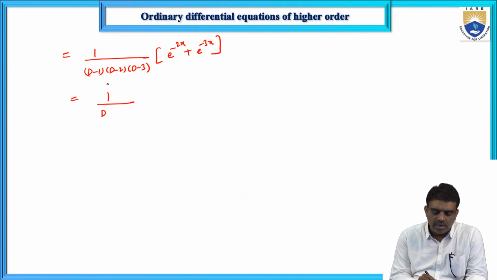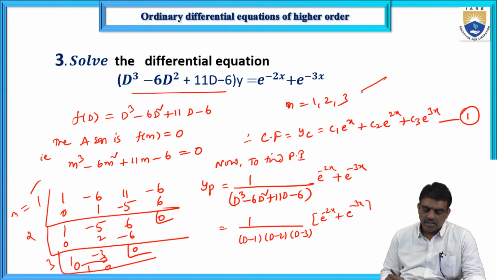Replacing D with minus 2, you get minus 2 minus 1, minus 2 minus 2. The roots are 1, 2, 3. I can write in factor form (D minus 1)(D minus 2)(D minus 3). Here the right side function is e power minus 2x plus e power minus 3x.